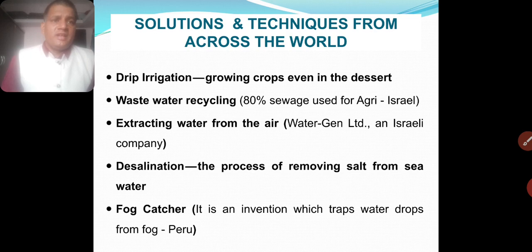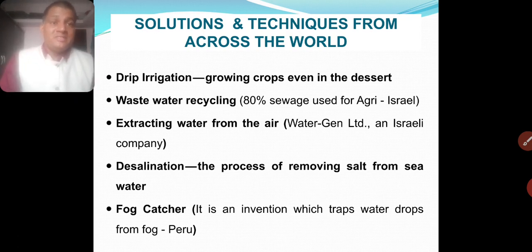And what are the solutions and techniques for this water stress, water issue or water crisis? If you apply these techniques, which are globally accepted, you can solve the water problem. First, drip irrigation for agriculture, growing crops even in the desert; you have to apply drip irrigation. It means you can manage the water.